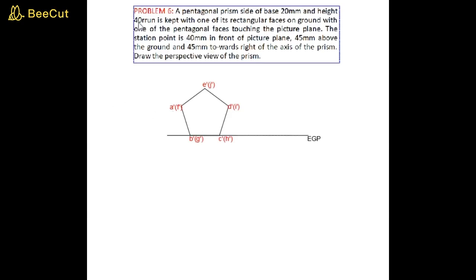See, the height of the prism is 40. You can just leave 10 plus 40, that is 50. So 50 mm below the EGP line, you can draw the top view. Otherwise, you just draw the top view by taking the width from the front view, then just take the height from the object details. You can complete the top view. At the edge of that top view, you can draw the PPP line, because it is given that one of the pentagonal faces is touching the picture plane. So you can draw like this.